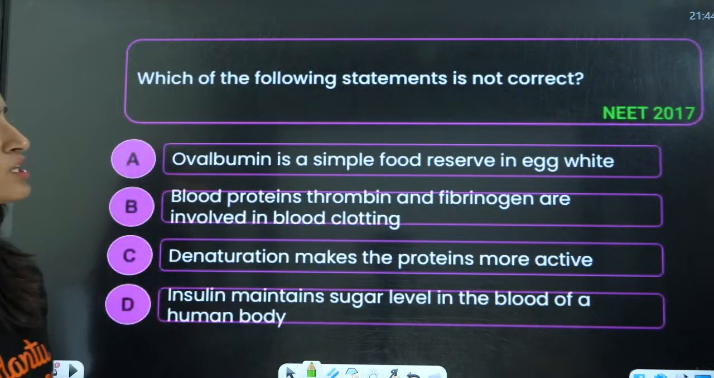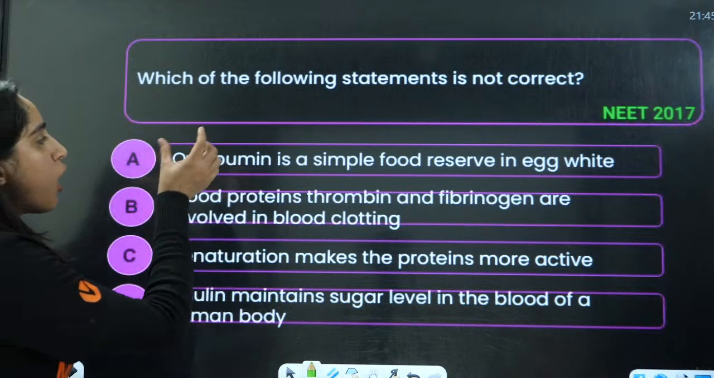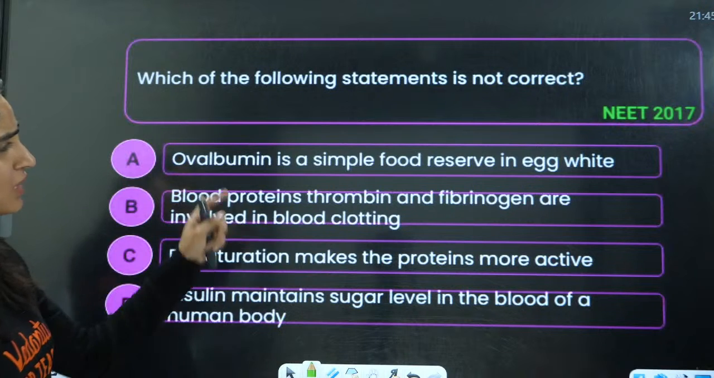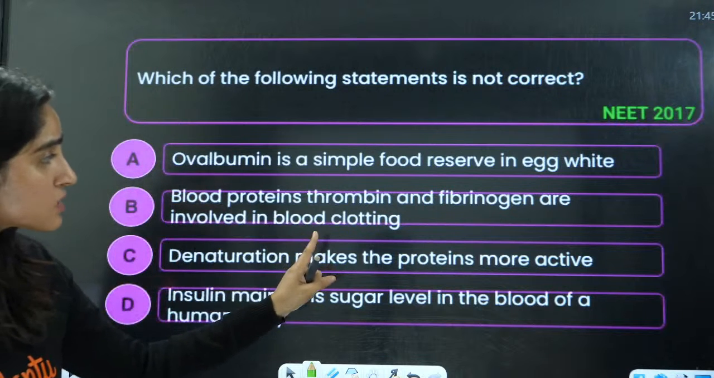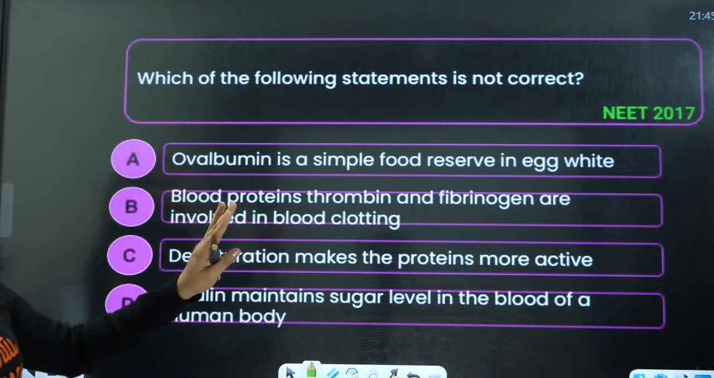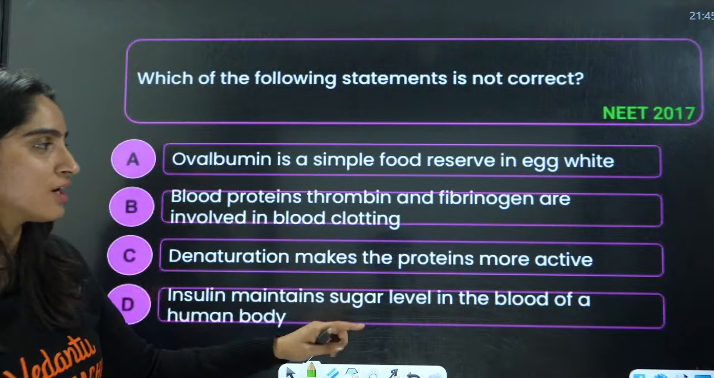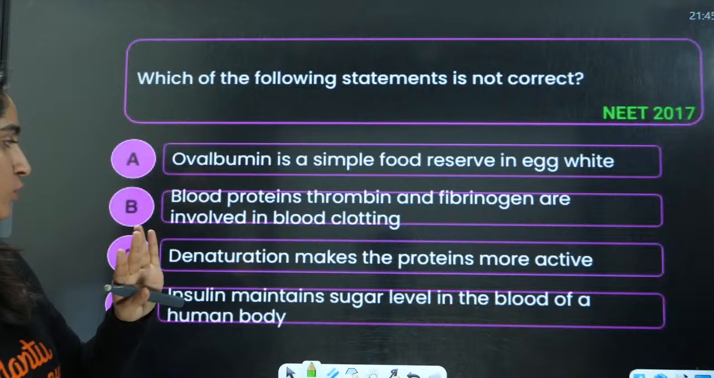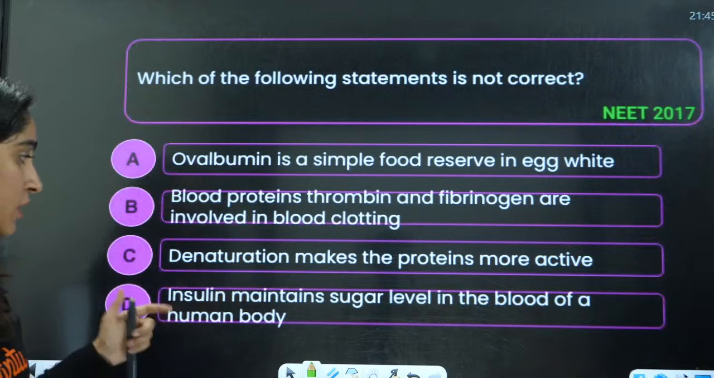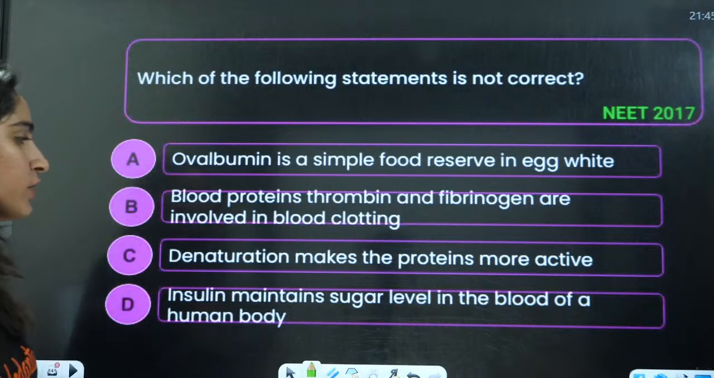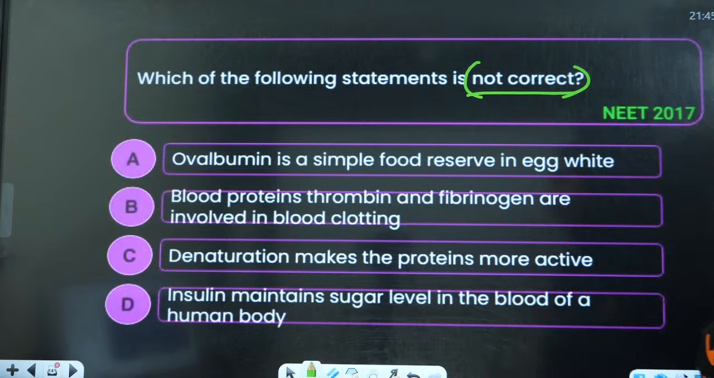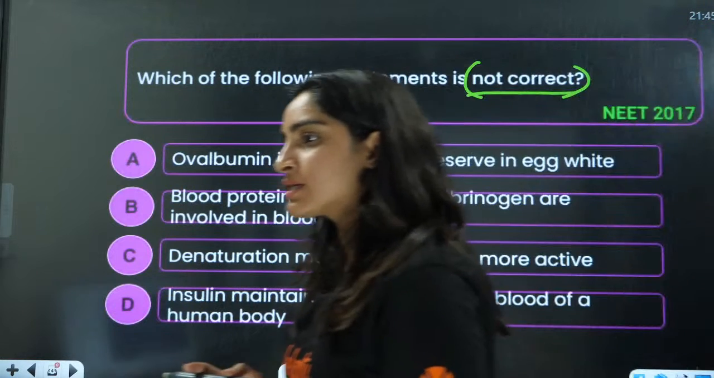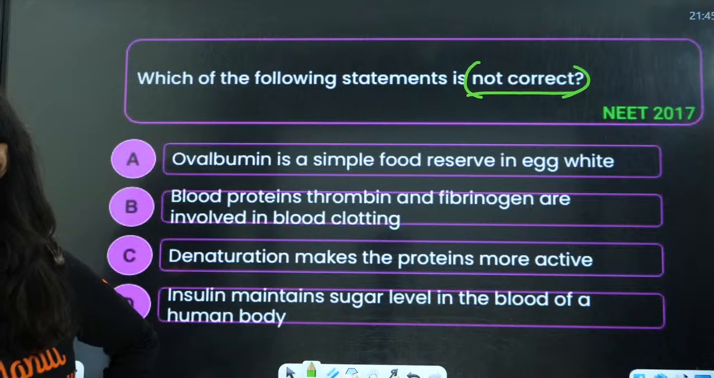Next is, which of the following statements is not true? Ovalbumin is a simple food reserve in egg white. Blood proteins thrombin and fibrinogen are involved in blood clotting. Denaturation makes protein more active. Insulin maintains sugar level in the blood of the human body. Which of the following is not correct here? Everyone here?